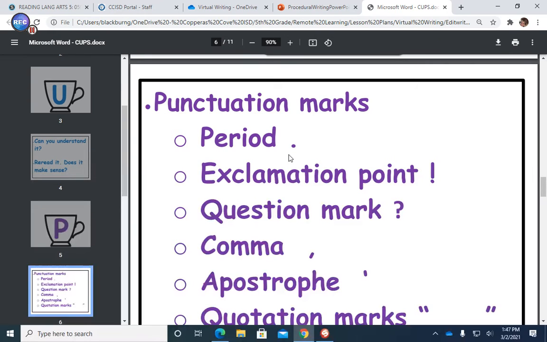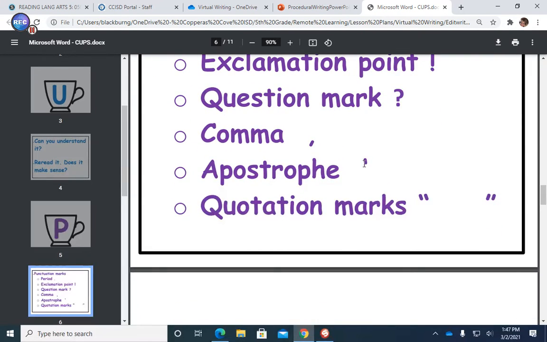Sometimes I notice that students will just kind of throw a period in somewhere. So it's very important that you put it at the end of your thought and where you would naturally stop and want to take a breath. Exclamation point is for excitement or to show a lot of feeling or emotion. Question mark is when you're asking who, what, when, where, and how questions, and your voice would go up at the end. Comma is for a pause.